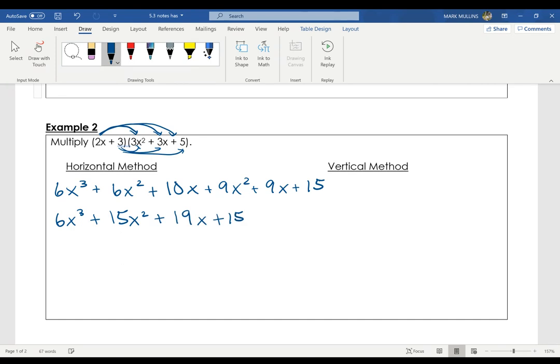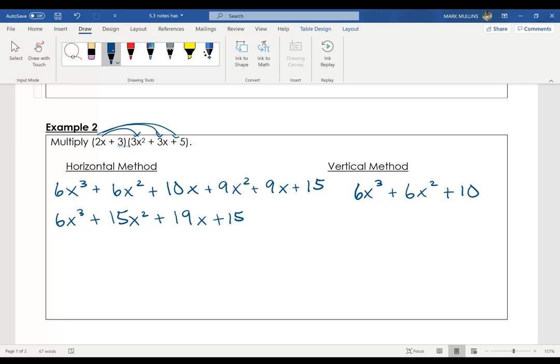So when I'm using the vertical method, I'd first have to write it out, just like I did for my original problem for the last one. But then when I multiply, I am going to do the 2x times all that stuff. And then when I go to multiply by 3, I'm going to stack it underneath so I have in columns where I can add again. So I'll still have the, let's see, 6x cubed plus 6x squared plus 10x. So I distributed the 2x.